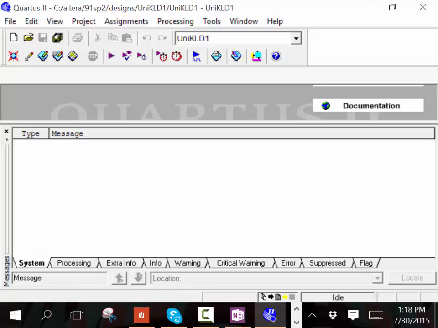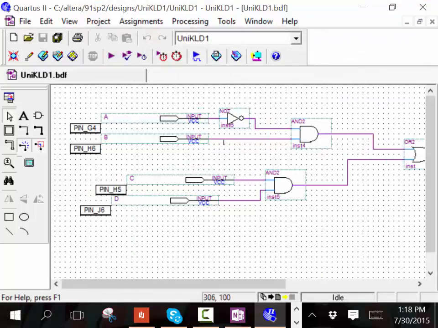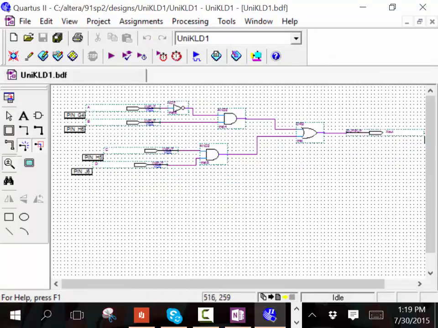But what we can do with this board here is something I drew beforehand. This is a relatively simple circuit right here. And I realize that that's not easy to read because our resolution's not good.